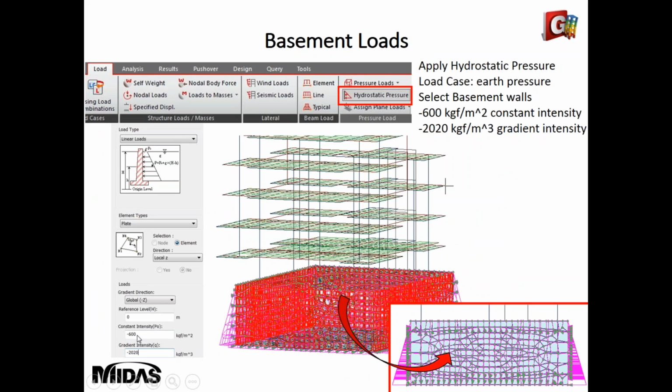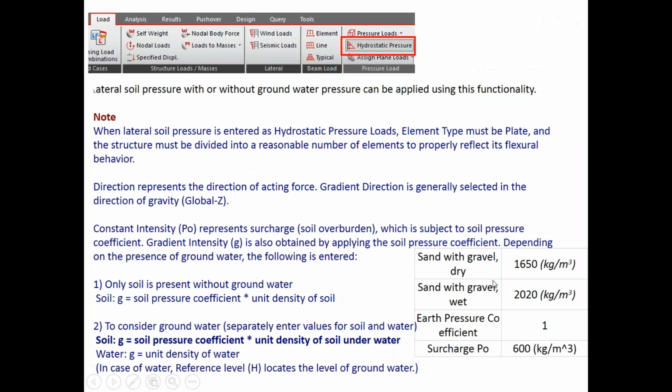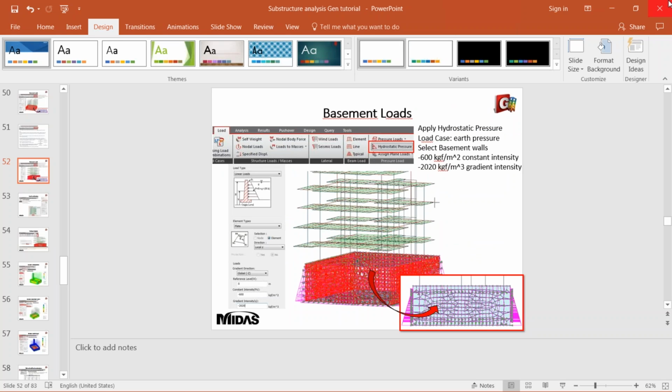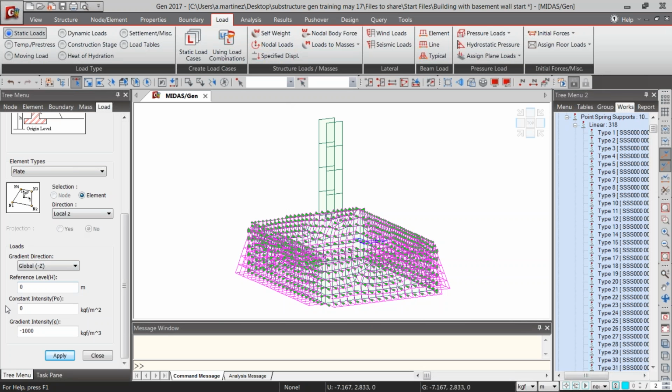So the constant intensity would be the surcharge. We're saying that's additional charge on the surface. And then the gradient intensity was our density multiplied by the earth pressure coefficient. So that's how we get to these values. And this will be the only load we'll be looking at for results. But you can do any kind of combination that you deem necessary for your design.